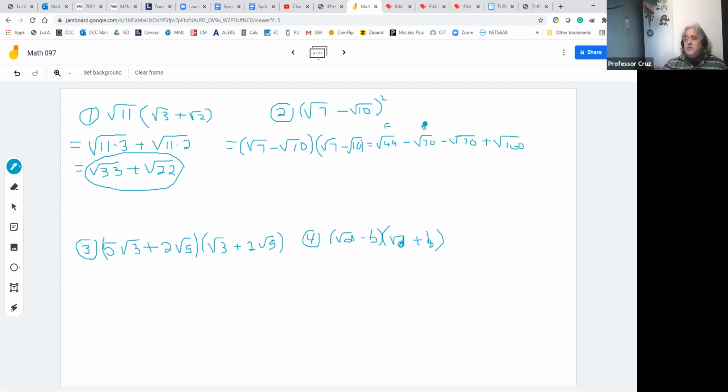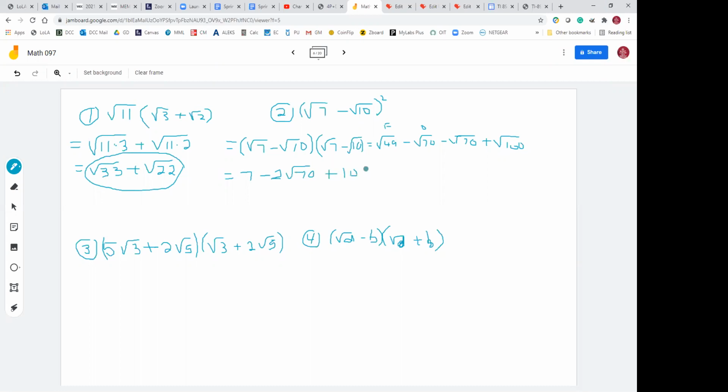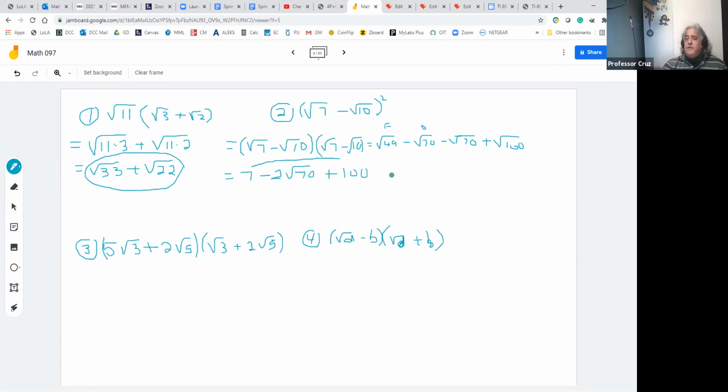All right, so let's go ahead and just finish it. So square root of 49 is 7, and this is negative 1 and negative 1. That's negative 2. Square root of 70. I don't think that's going to simplify out any. 7 and 100 is 107.